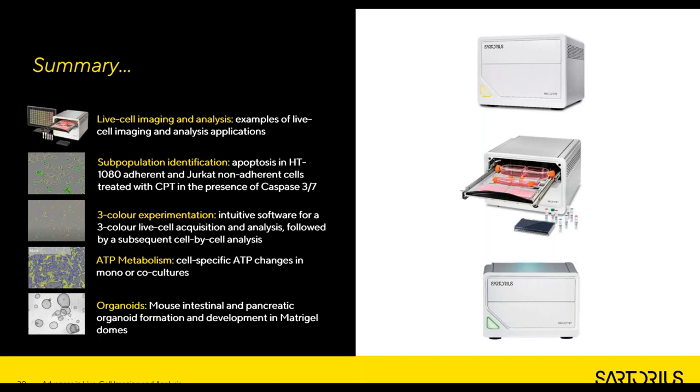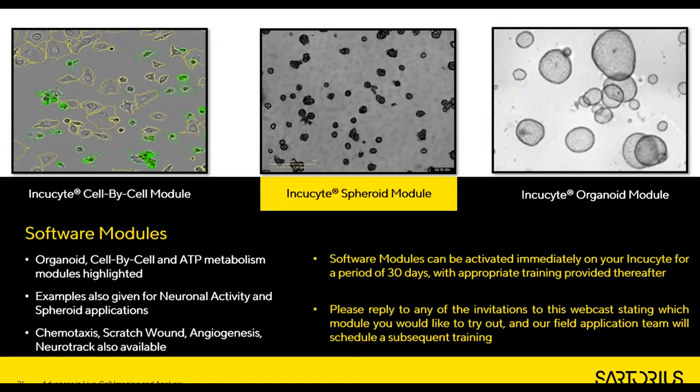And in summary, the examples of data that we shared today were generated with the cell-by-cell InQSight spheroid and the new organoid software modules. We also reviewed data examples for neuronal activity and ATP metabolism applications. Of course, there is so much more. We did not cover chemotaxis, scratch wound, or neurotrack applications, but these are also available.